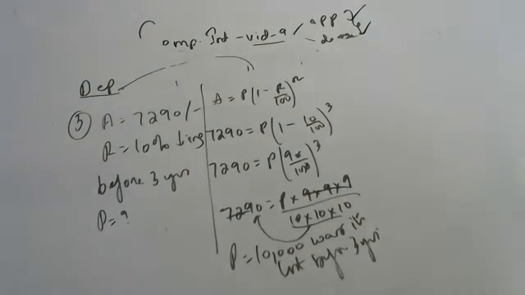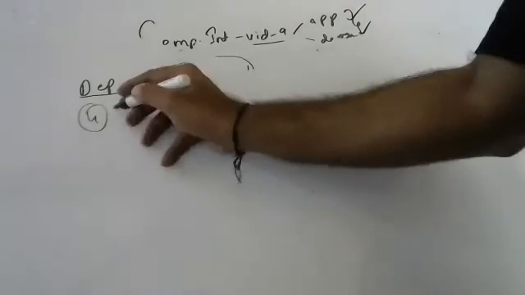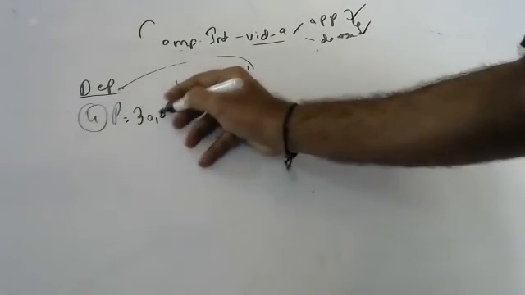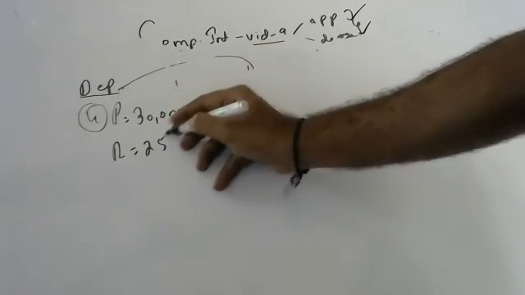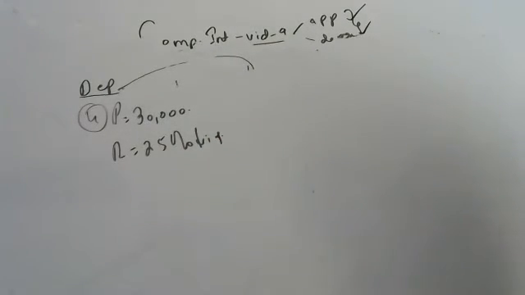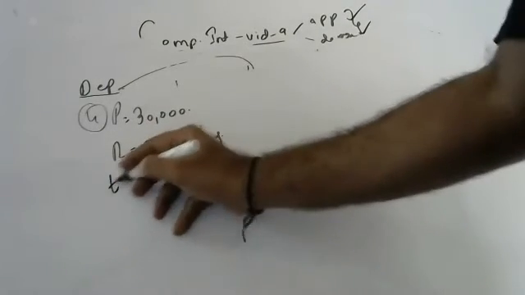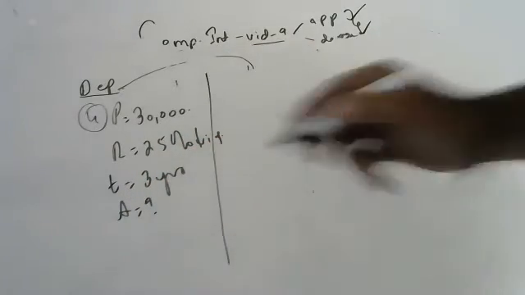Okay. Next, Harsha, are you there? Yes, sir. Depreciation sums. Fourth sum: Mohan purchased a house at the rate of 30,000 rupees, and its value is depreciating at the rate of 25% per year. Find the value of the house after 3 years.